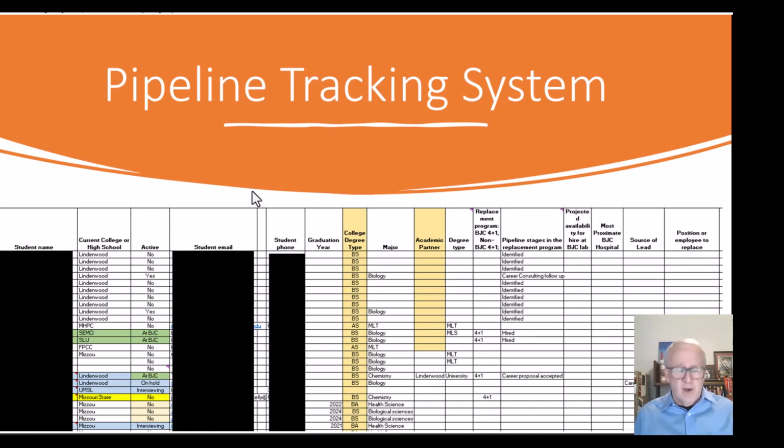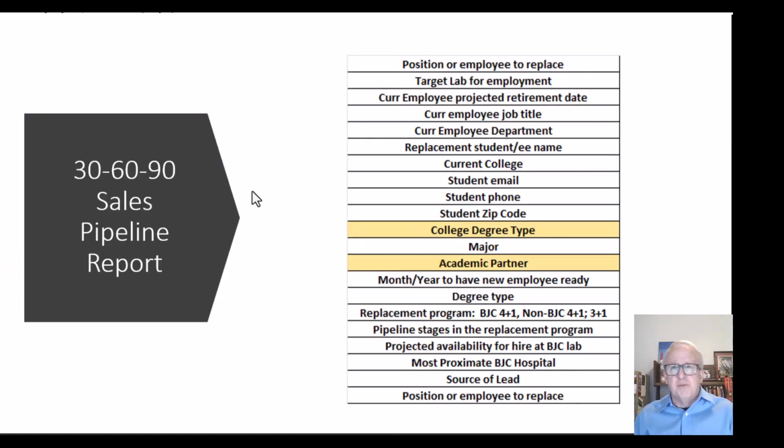I talked about the retail version, the retail version of how we do this. And this is the pipeline tracking system that I use. And you can see I blacked out the stuff that's not appropriate. But this is a spreadsheet that I track, and there's lots of fields on there. And actually the next screen shows this better.